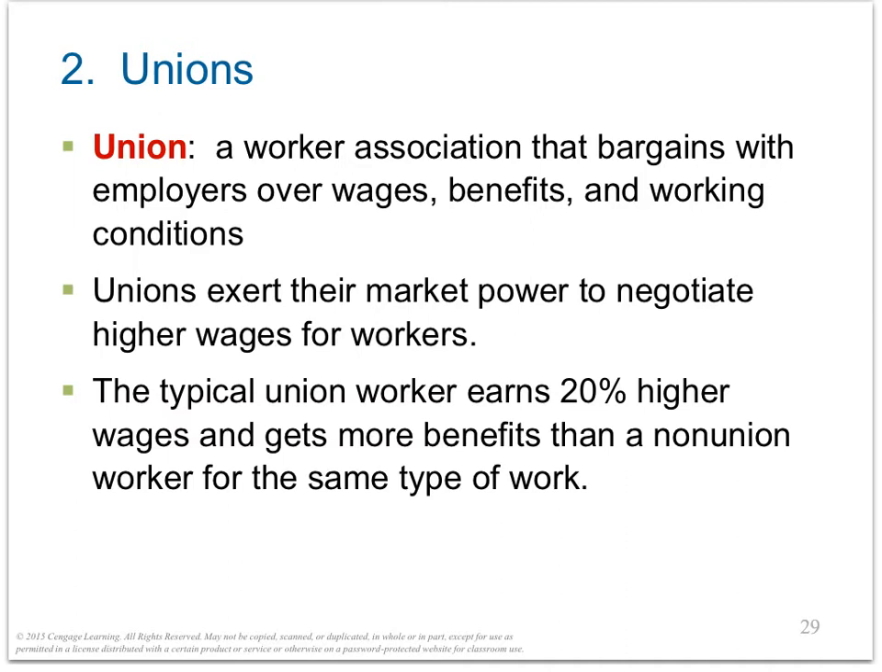If the union and the firm do not reach agreement, then the union can organize a withdrawal of labor from the firm, which we call a strike. Because a strike reduces production, sales, and profit, a firm facing a strike threat is likely to agree to pay higher wages than it otherwise would. When you look at the research, you will find that the typical union worker earns 20% higher wages and gets more benefits than a non-union worker for the same type of work.